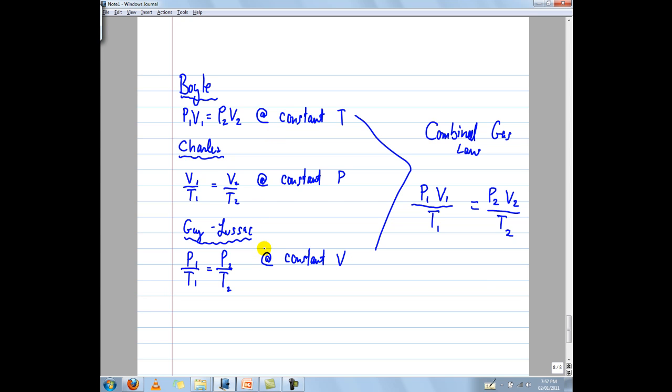So for instance, if I have a constant temperature, well, if temperature doesn't change, it doesn't affect my calculation. So I can just erase temperature, and bam, I've got Boyle's law right there. If I have constant pressure, I can just take it out of my equation because it doesn't really affect it. And there I have it, Charles' law. And finally, with Guy-Lussac's law, at constant volume, if volume doesn't change, I can take that out because it doesn't affect my calculation. And there I have it, Guy-Lussac's law. So the combined gas law does the job of all 3 different laws: Boyle's, Charles', and Guy-Lussac's.